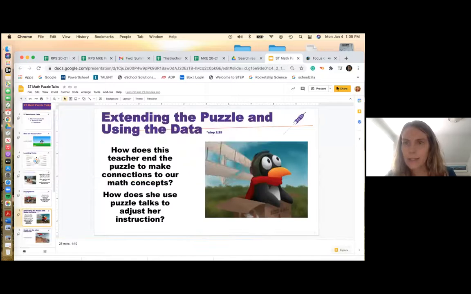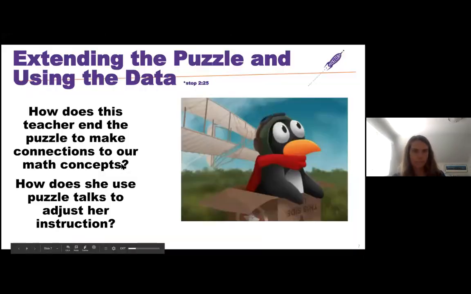All right. So let's go ahead and share out what you noticed from her reflection, and then also how she ended that puzzle talk.